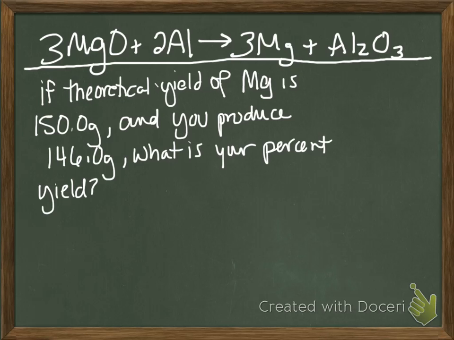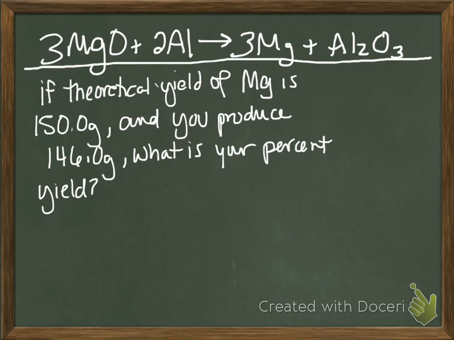So if we take the following reaction. Using this equation, we're taking magnesium oxide and aluminum, we're getting them to trade places in a single replacement reaction, and we're forming just metallic magnesium and aluminum oxide. Wonderful. If you do all your calculations and you figure out that you should be able to produce 150 grams of magnesium, but you run the reaction and you only get 146 grams of magnesium, what's your percent yield?